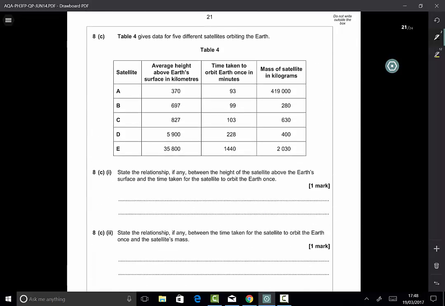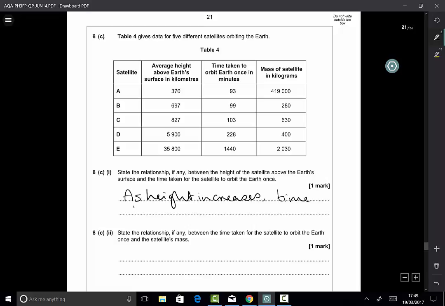Table 4 gives data for 5 different satellites orbiting the Earth. State the relationship between the height of the satellite above the Earth's surface and the time taken. So, as the height increases, the time taken also increases. Okay, state the relationship between the time taken for it to orbit the Earth and the mass. Yeah, that's going up, but that's going all over the place. There is no relationship.